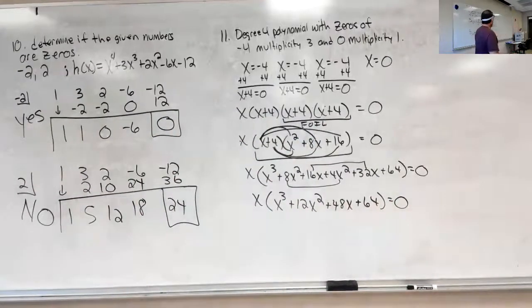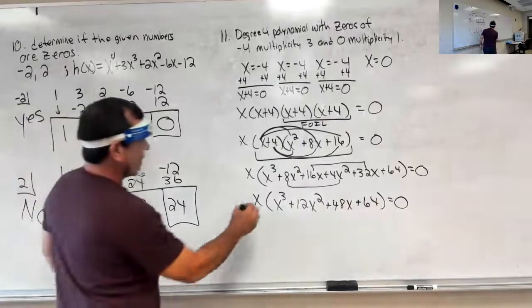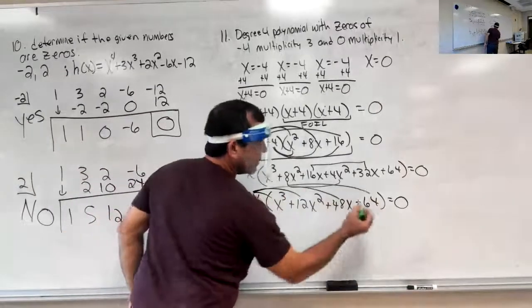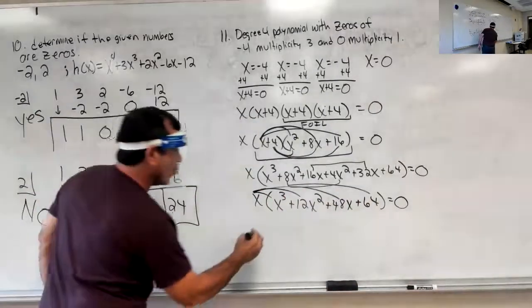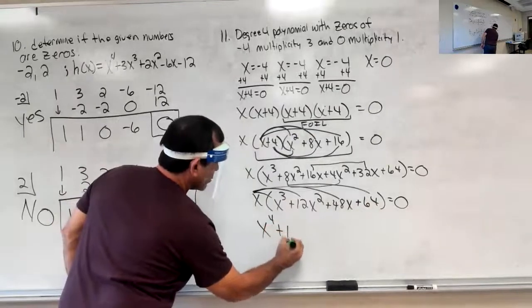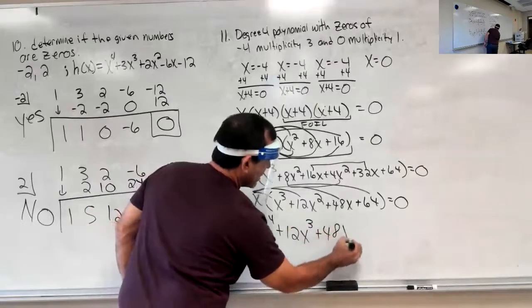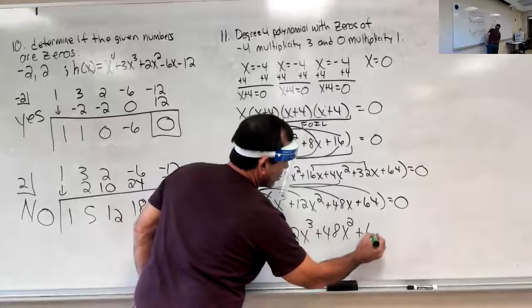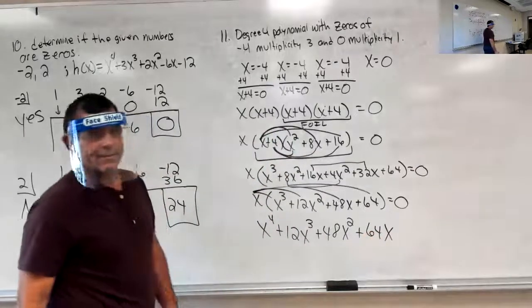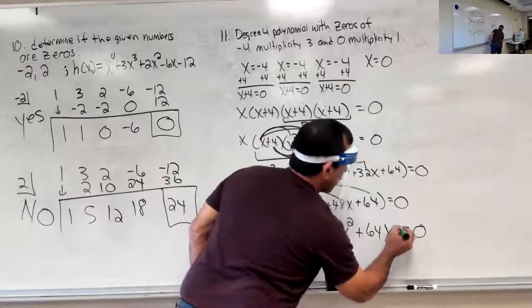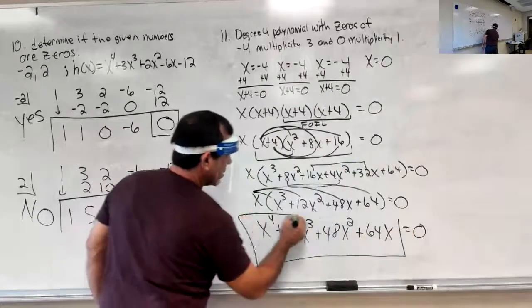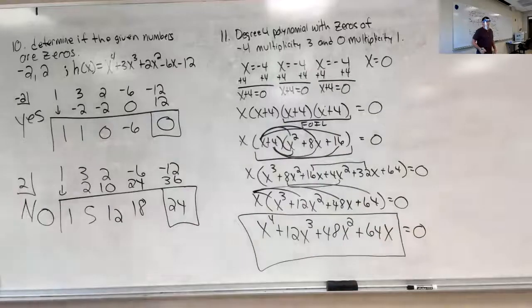So my last step would be to take that last x and distribute it through those parentheses. Everybody's gaining an x. So my final answer is x to the fourth plus 12x to the third plus 48x squared plus 64x. All that's technically equal to 0, but all MathXL wants is that polynomial. And we're happy because my highest exponent is a 4.